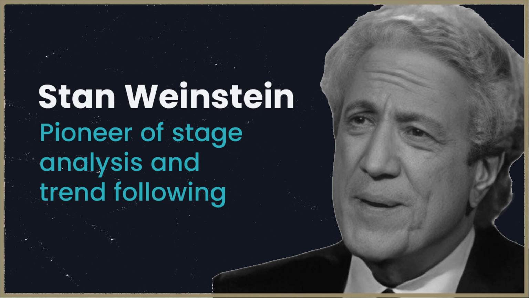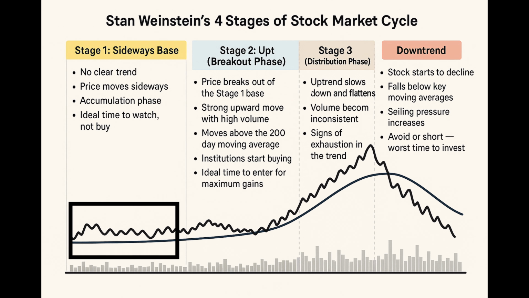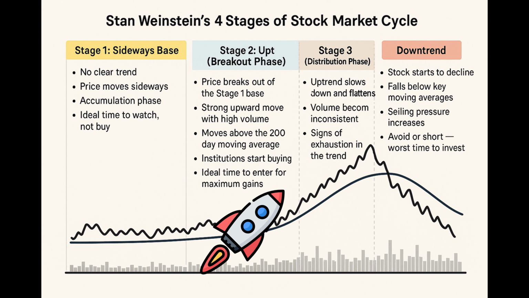The idea of stage 2 uptrend stocks comes from Stan Weinstein's stage analysis, which explains the 4 stages in a stock's life cycle. The first one is stage 1. In stage 1, it is a sideways movement. It creates a base. There is no clear trend as the price moves in a box. The second stage is stage 2, the stage 2 uptrend.